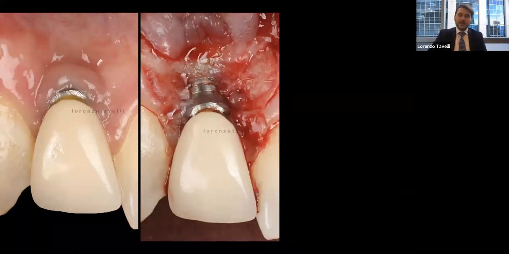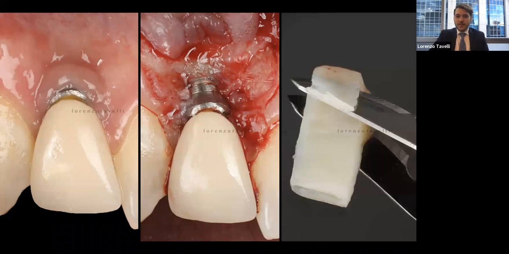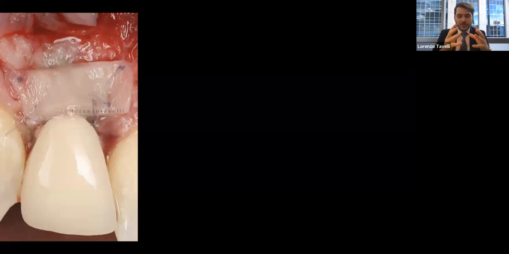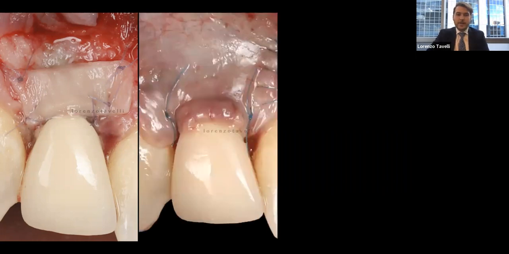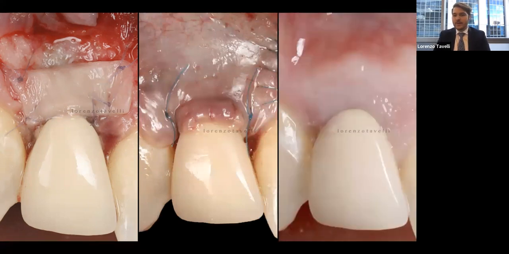We opened a split thickness coronal advanced flap, and we used this autogenous graft, which is still a free gingival graft that is in the process, because I'm removing the epithelium, of becoming a de-epithelialized connective tissue graft. That's my favorite way of harvesting soft tissue for dental implants. Then the graft was secured with several simple interrupted sutures. Then the flap was advanced, and these are the results after 3 years.